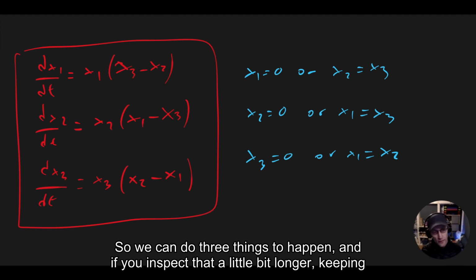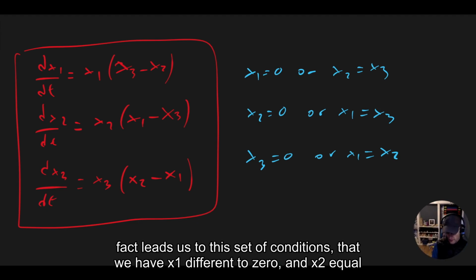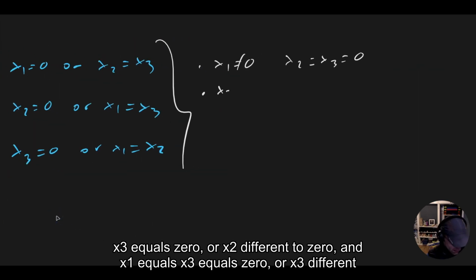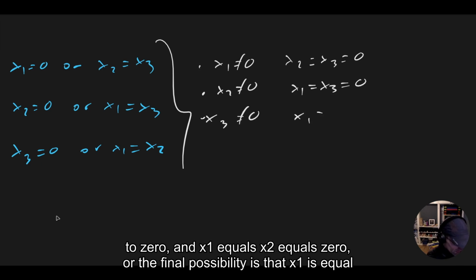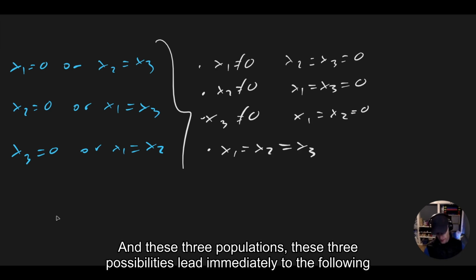And if you inspect that a little bit longer, keeping in mind that we have to have some population, that not all the x's can be 0, this in fact leads us to this set of conditions: x1 different to 0 and x2 = x3 = 0, or, and here this is very much an or, x2 different to 0 and x1 = x3 = 0, or x3 different to 0 and x1 = x2 = 0, or the final possibility is that x1 = x2 = x3.